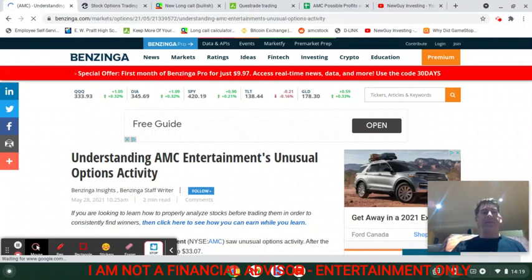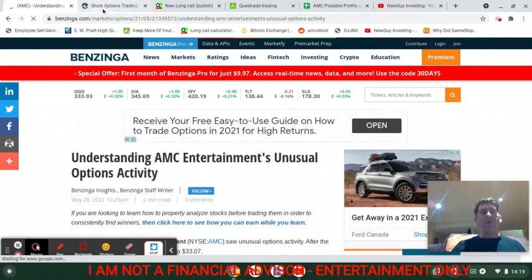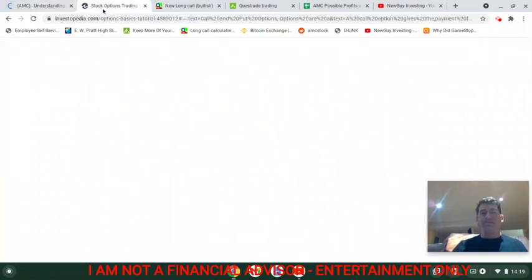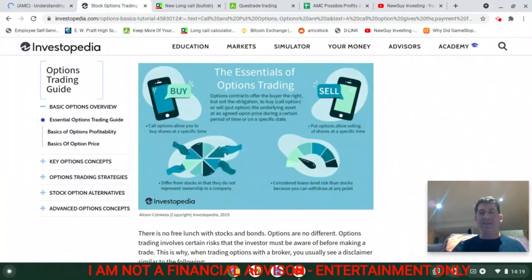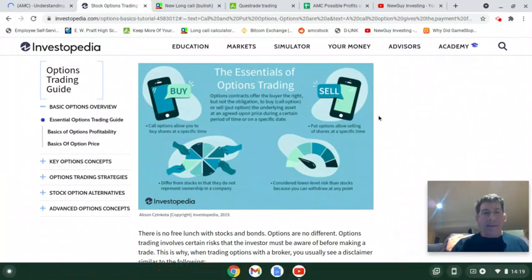So let me start by going over to Investopedia. And sorry for my slow load times. My internet is not the best in the world. So right here, Investopedia gives a basic introduction to buying and selling options.